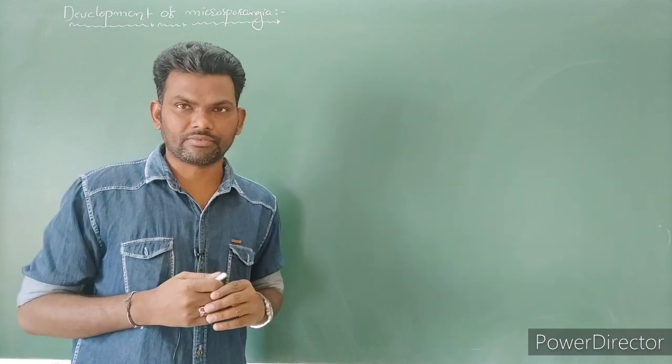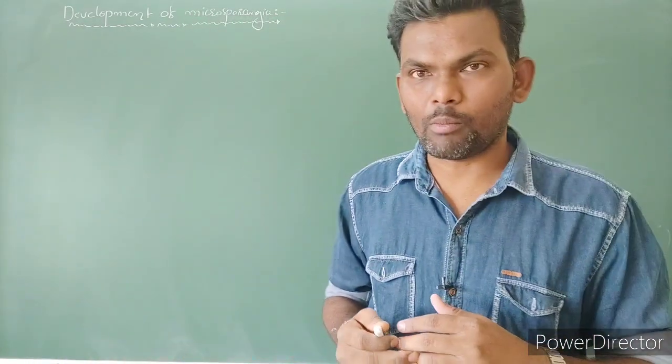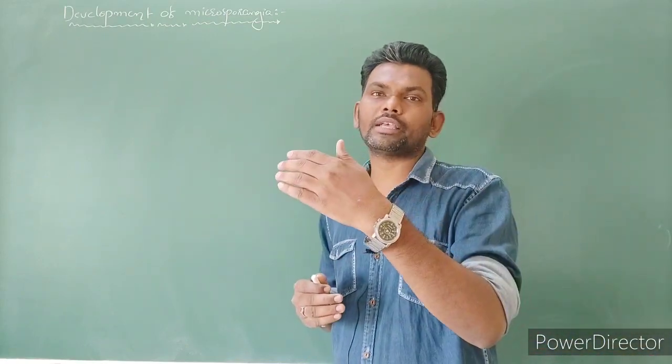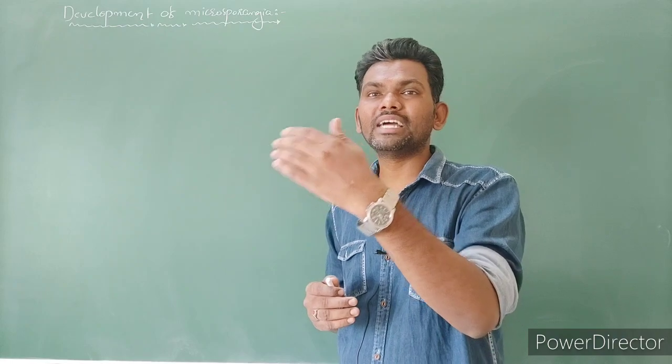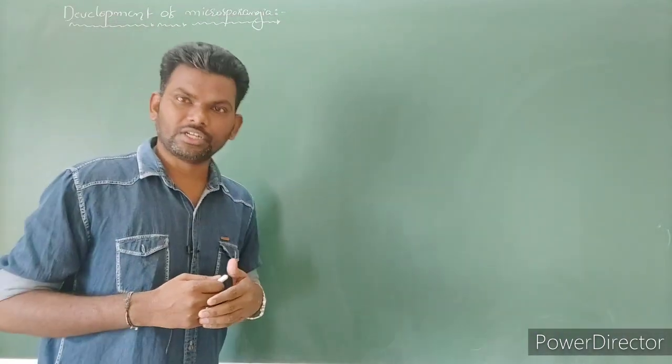These archisporial initial cells divide to form an outer layer and inner layers. The outer layer is called the primary parietal layer, and the inner layer is called the sporogenous tissue.